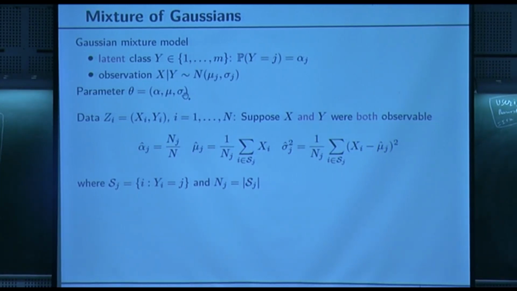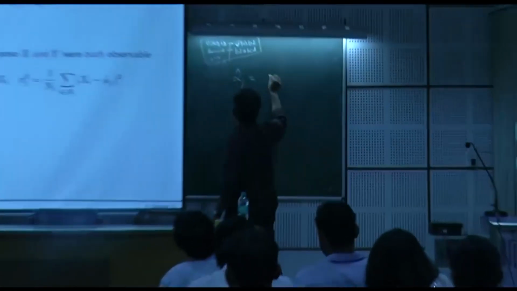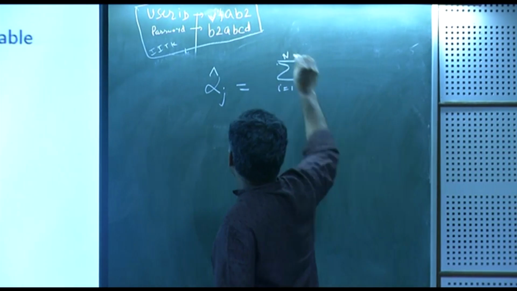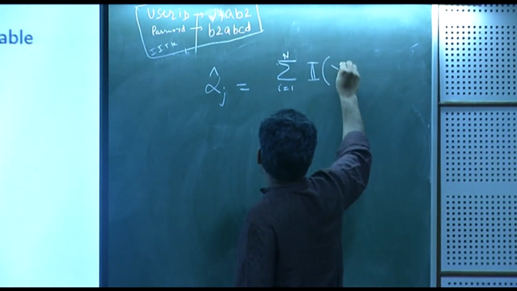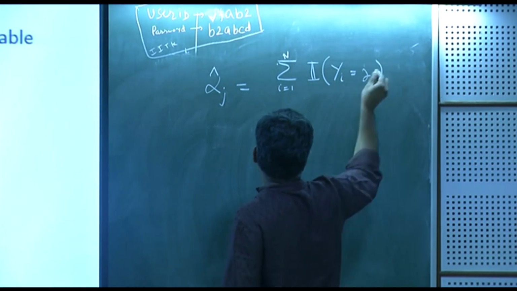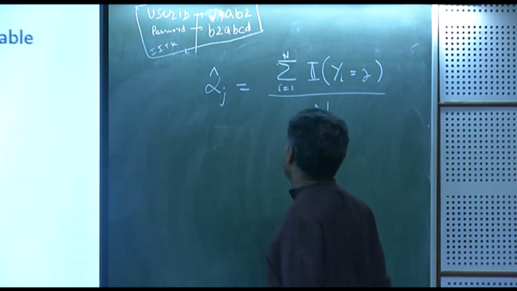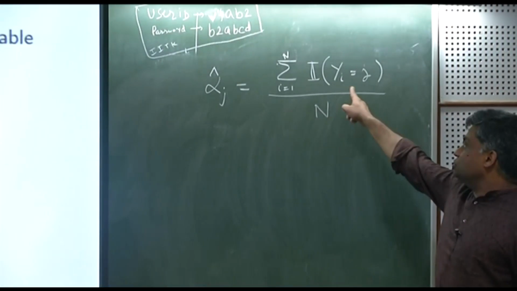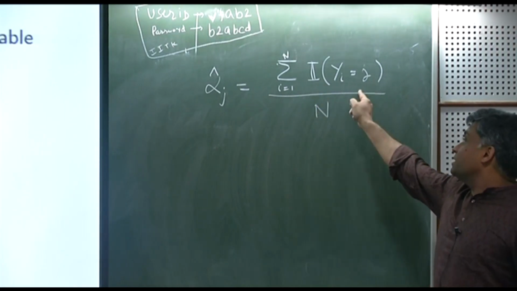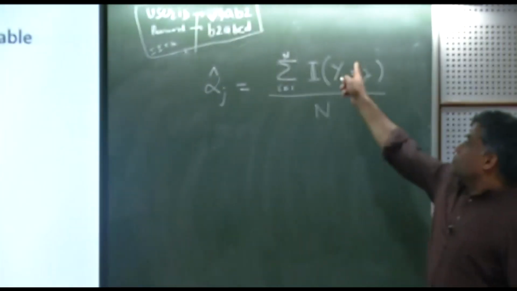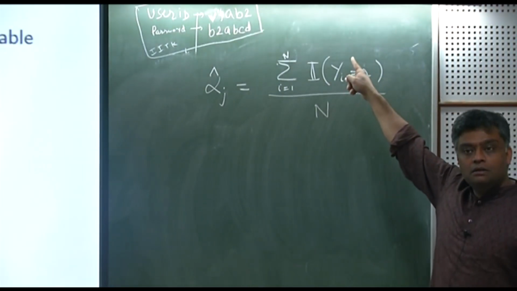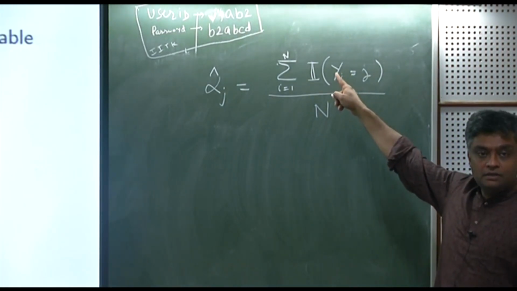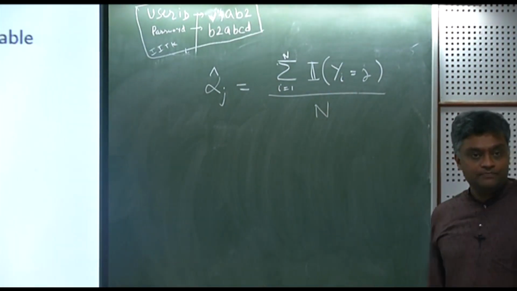Let's look at alpha hat j. I'm going to write it in a different form. Sum over i going from 1 through n, the indicator function that yi was equal to j, divided by n. This is what alpha j is. Indicator function basically takes the value 0 or 1 depending upon whether the argument is true or false. So what is the numerator doing? It's just counting the number of data points for which yi was equal to j. That's exactly equal to nj divided by n.